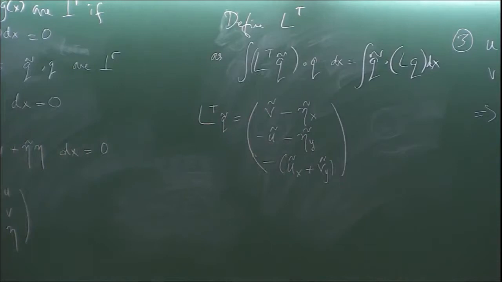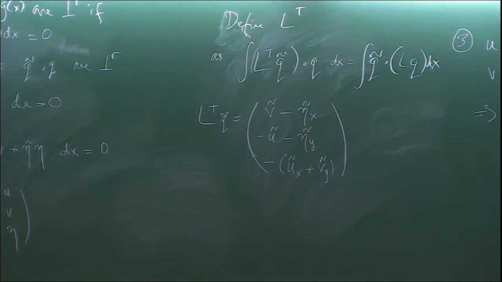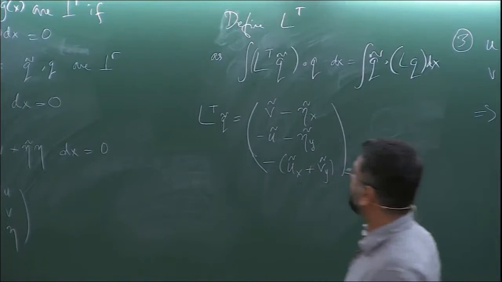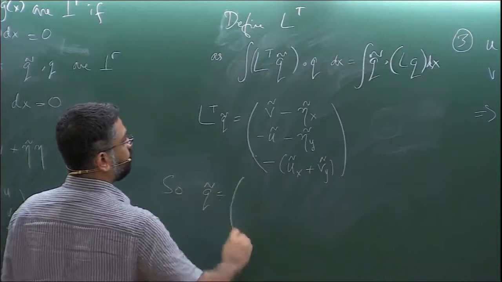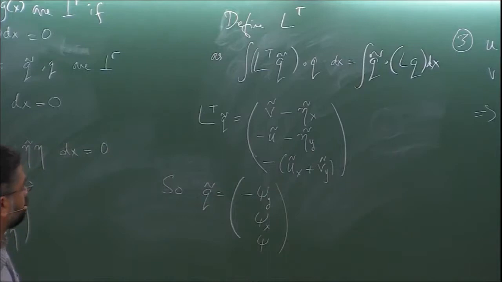The nice thing is the function Q tilde that makes L transpose 0 is actually of the same kind that makes L 0, because it has exactly the same form. V should be an eta x, U should be a minus eta y, and then this is automatically true. Right? So you kind of know, so Q tilde should equal, let's say, minus psi y, psi x, psi. Right. For any psi.